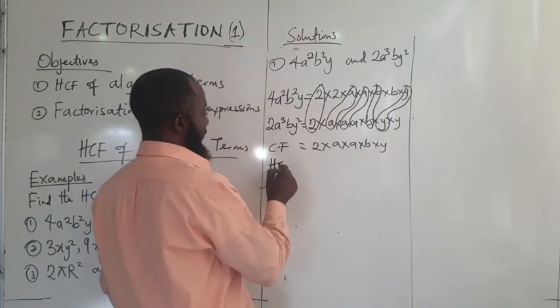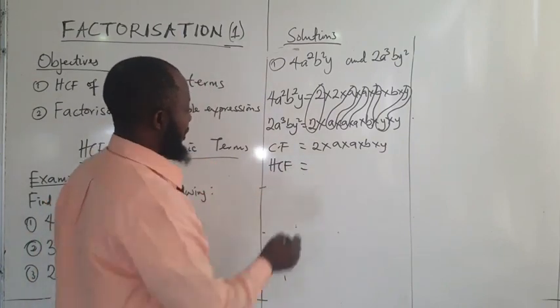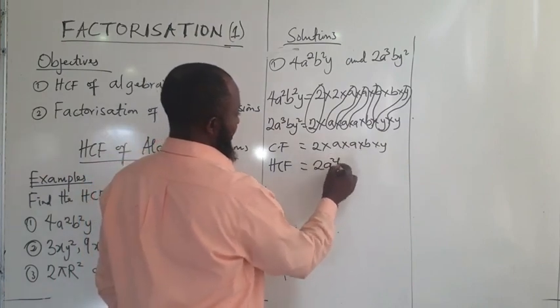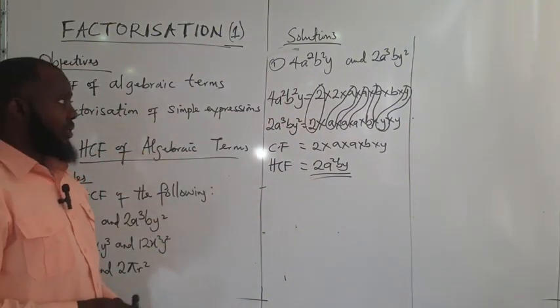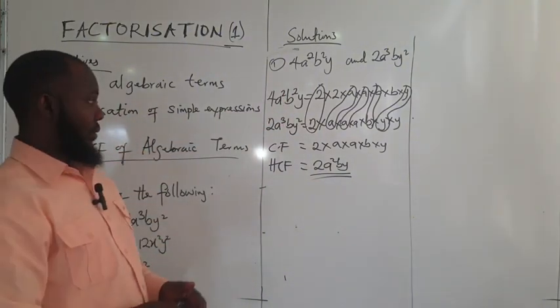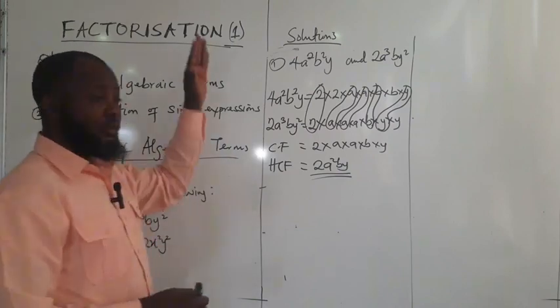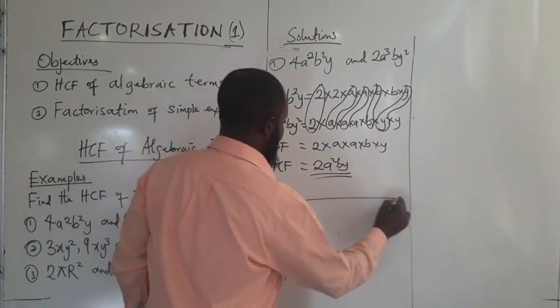So the HCF will then be the multiplication of all this here. So this will be 2A times A, that is A squared, B, Y. So that is the HCF of these algebraic terms. I hope this is very clear. Alright, so that is that on the first method. Second method, we can do it straight. What do I mean? So you have this way.